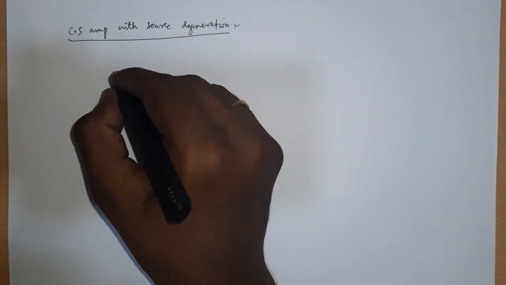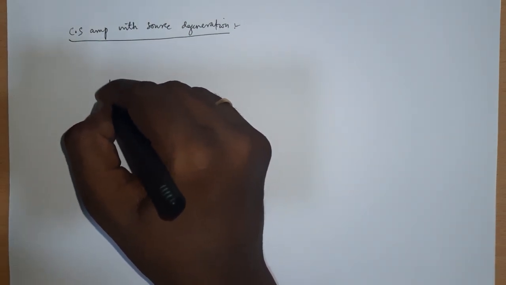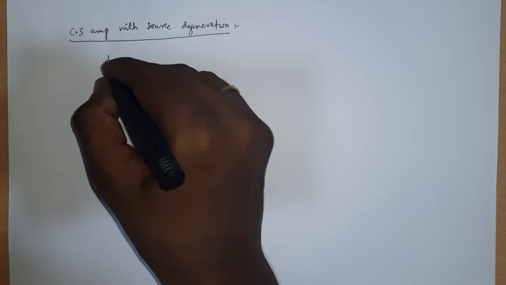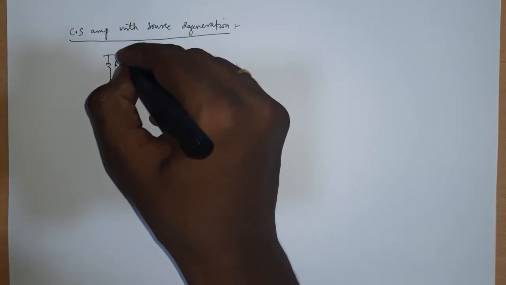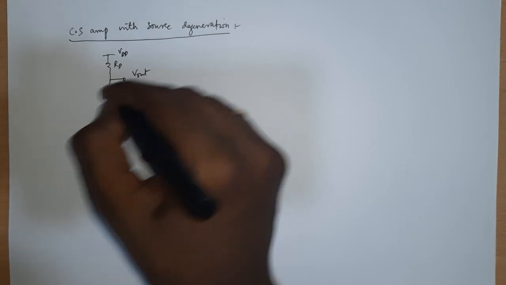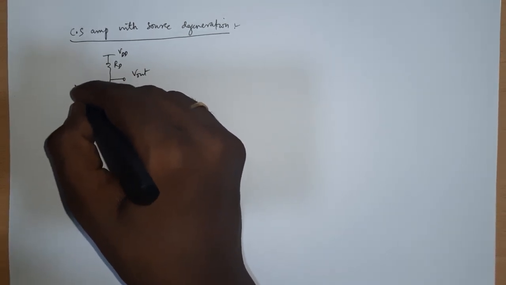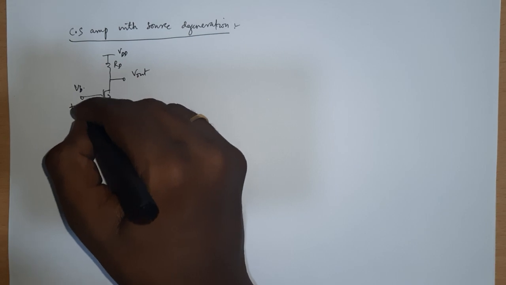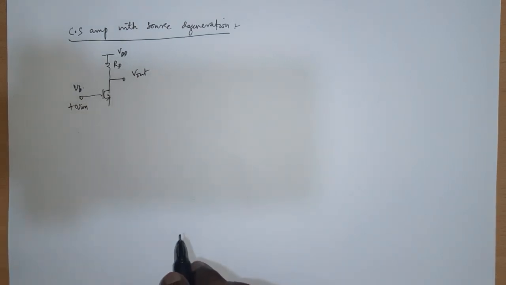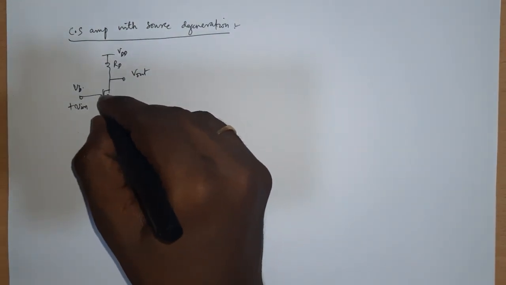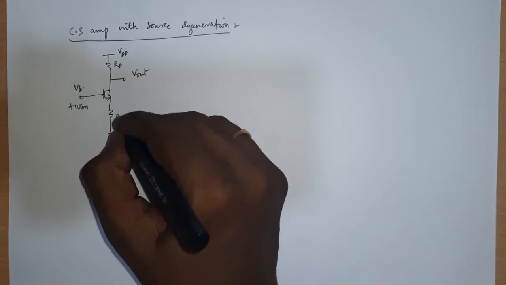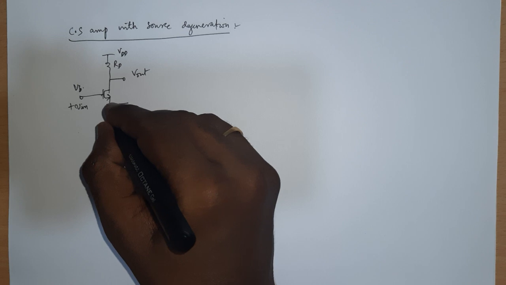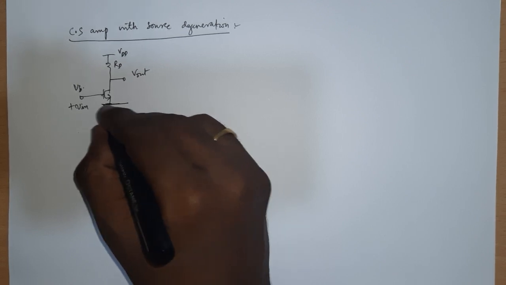So essentially you have a common source amplifier with RD, and this is VDD, and you have V out here, and this transistor has some V bias plus some input voltage. V in is a signal. So source degeneration, where I have some source resistance, and this node is anyway not grounded. That is the idea.